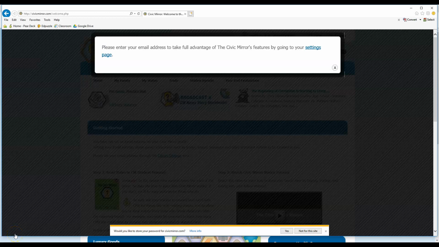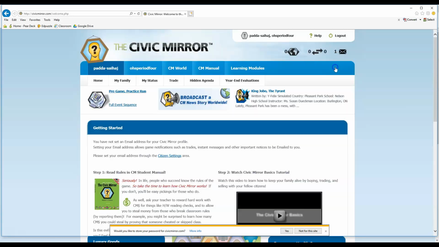Okay, when you first log into Civic Mirror, you're going to get messages like this unless you actually do what they ask you to do. So if you want to stop getting this email message, all you have to do is go into the settings page and give them your email address. Or if you don't want them to send you any emails, you can put a bogus email address in there. But just put something in there, otherwise this will keep popping up when you log in.